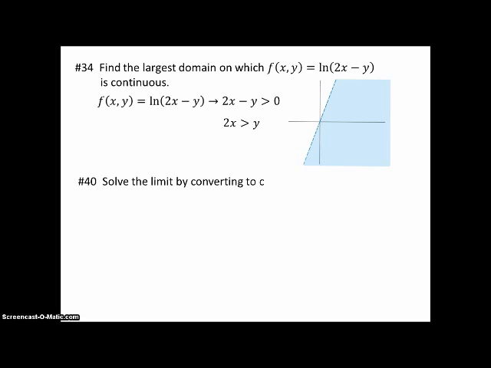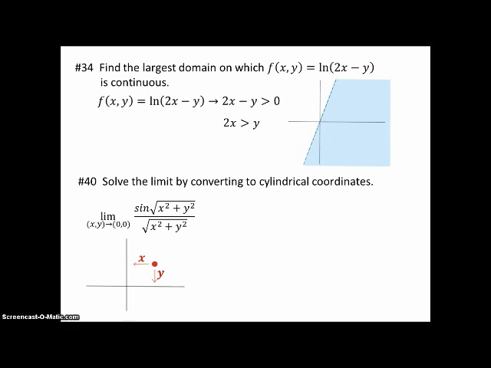Number 40, solve the limit by converting to cylindrical coordinates. Okay, so we don't have a L'Hopital's rule in our multivariable, but we do have some other tricks. And this is one of them. So here's the limit, and x and y are both approaching 0. Now, if we look at a picture of that, if there's a point for which x and y are both approaching 0, then that means r is also approaching 0. So we can change x squared plus y squared into r squared. And now we've converted our limit into a regular limit with r approaching 0.